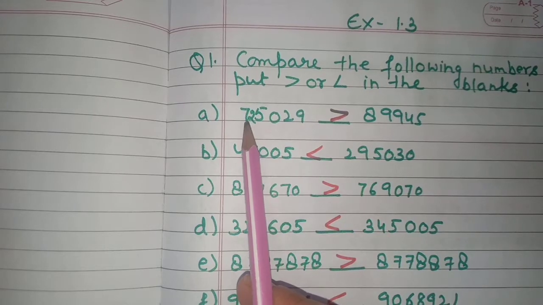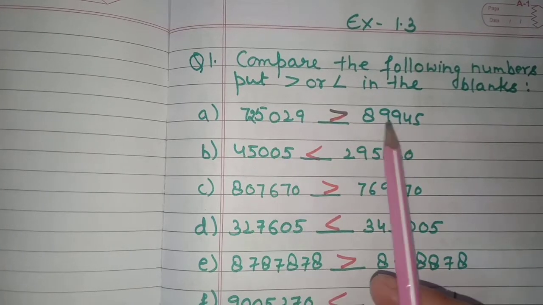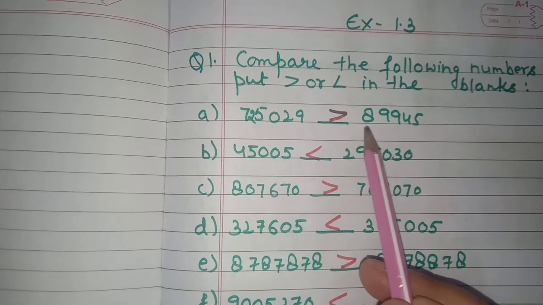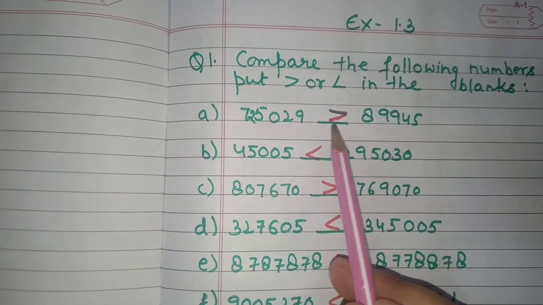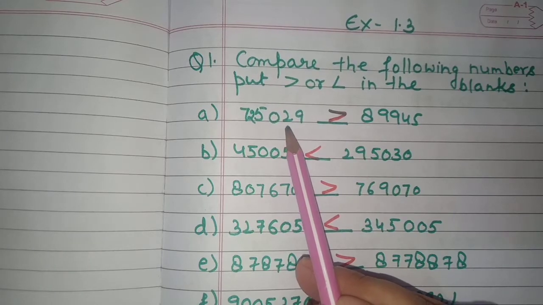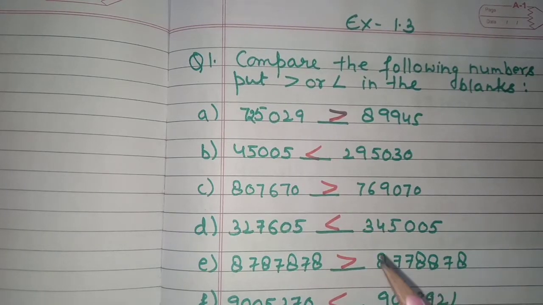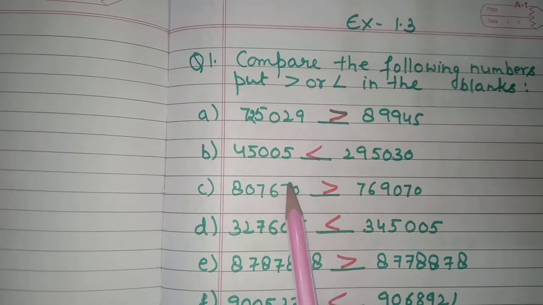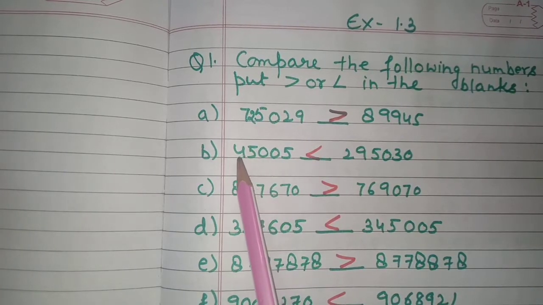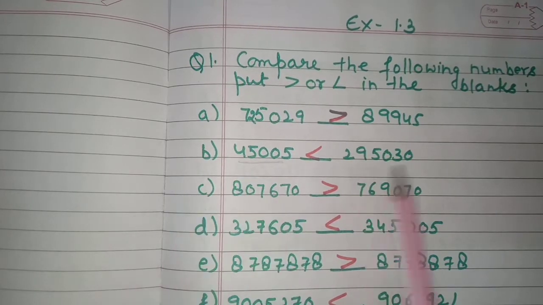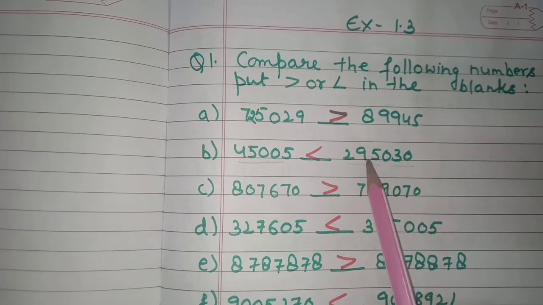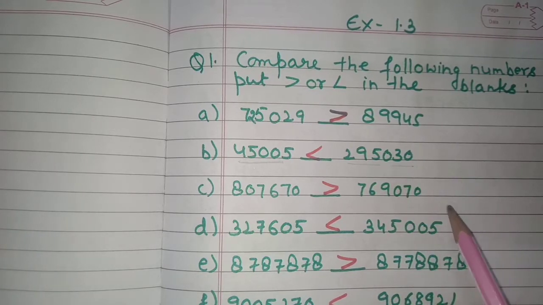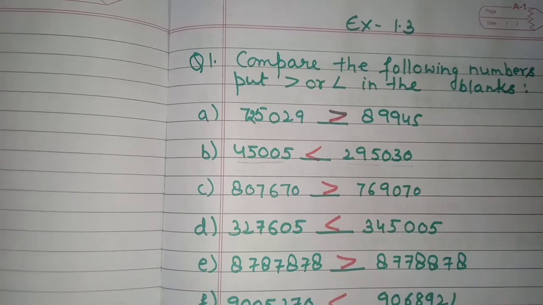Here we have 725029 and 89945. So here in this number we have 6 digits and here we have 5 digits. So obviously the number having more digits is greater. So the first number is greater, that is 7,25,029. Now next one, here we have 5 digits and here we have 6 digits. So obviously the number which has more digits is always greater. So the second one is greater.